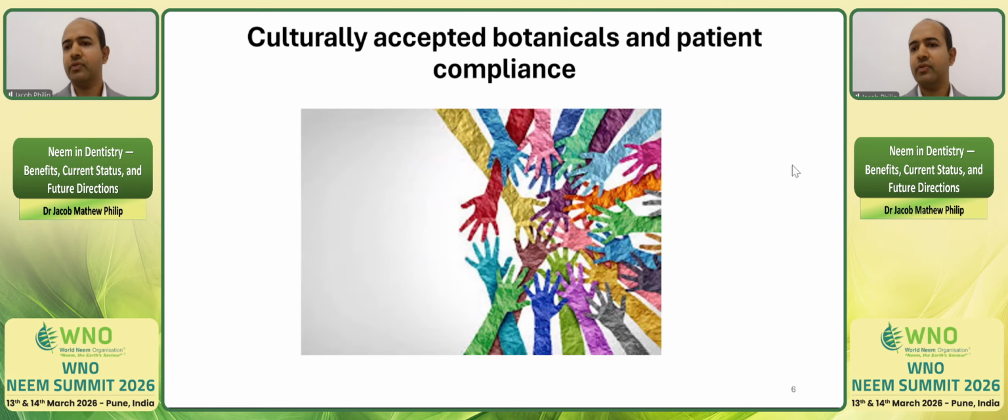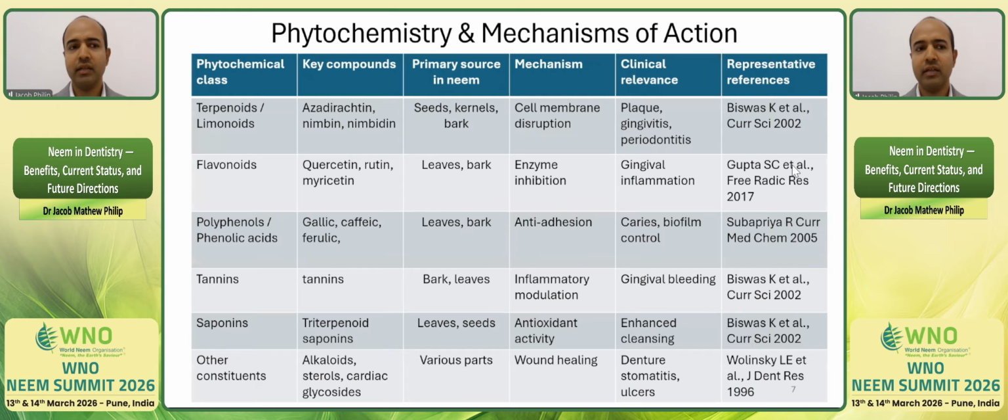As we were hearing from the lectures this morning, there are a lot of phytochemicals and bioactive compounds in neem, and they are available from all parts of the tree. And there are various mechanisms by which neem is able to give us its medicinal effects. For example, the terpenoids, limonoids, flavonoids, and tannins are able to inhibit certain enzymes like cyclooxygenase, lipoxygenase, and matrix metalloproteinases, through which they are useful in healthcare.